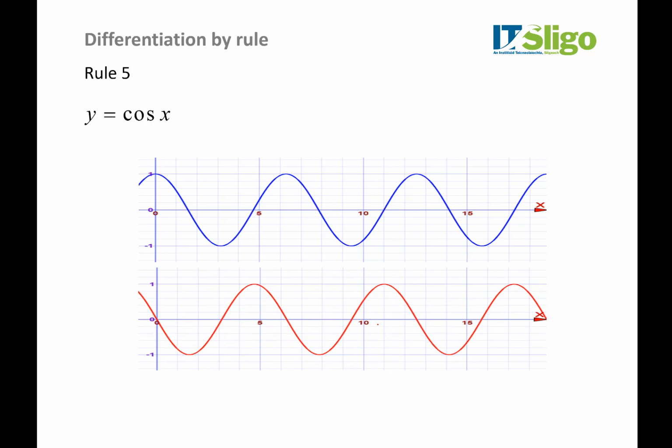So there's a much neater version of my poor sketch. And I hope you'll agree that the red line there describes the slopes of the blue line above it. dy/dx is minus sine x.